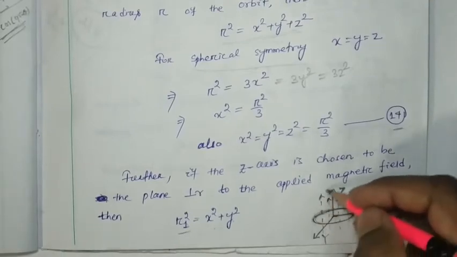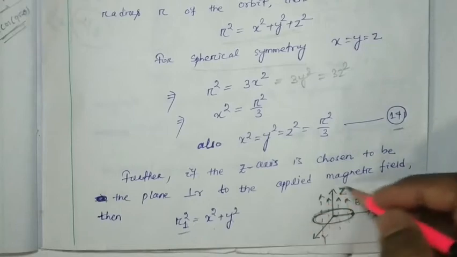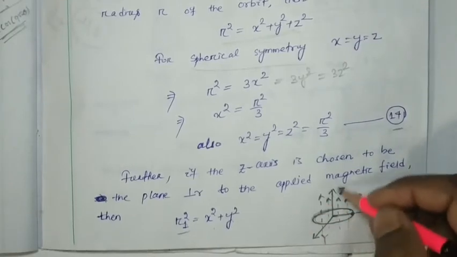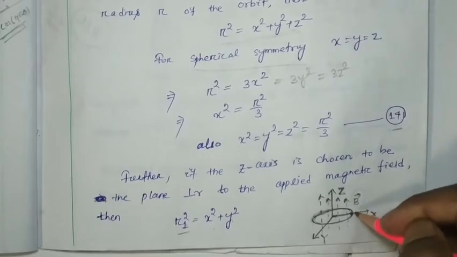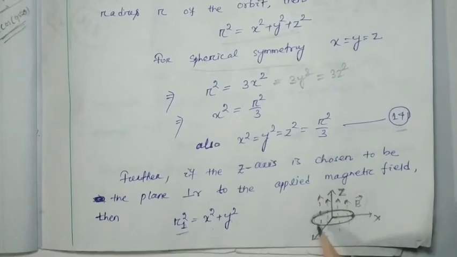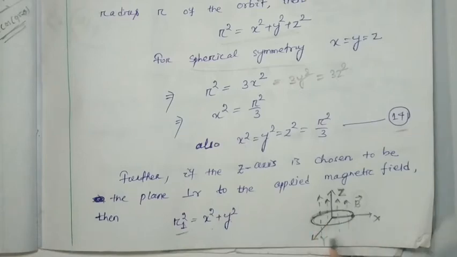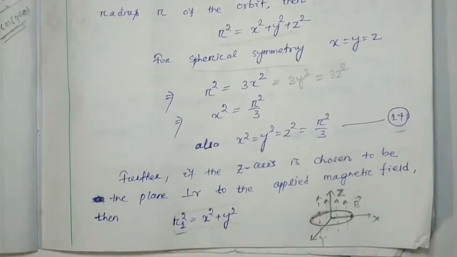So I suggest to all of you that you draw a small figure over here. No need to give the figure number, just draw this small figure. Along the z axis we have applied the magnetic field, and in the xy plane we have the revolution of the electron, bound to revolve in the xy plane, and we found the expression r1 square equals x square plus y square.